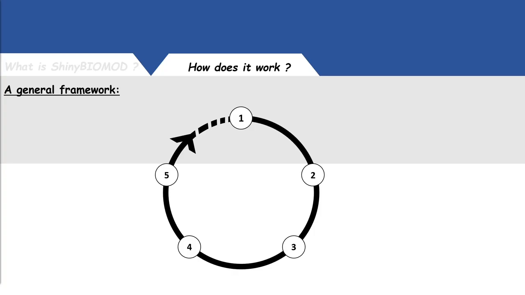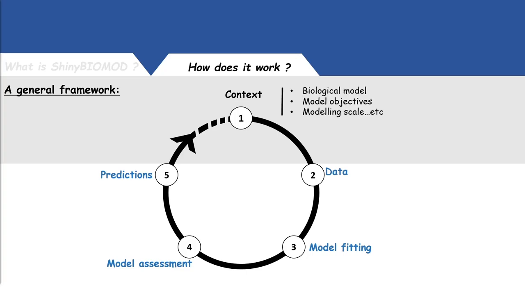So how does it work? The application follows a general framework that you must already know if you watched Wilfried's video. This framework can be distinguished in five main steps: the context of the study, the data, the model fitting, the model assessment, and predictions. The first step can't really be implemented within an application, but it's the most important one.